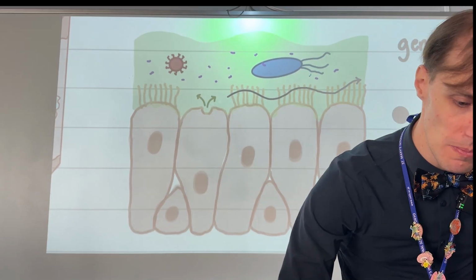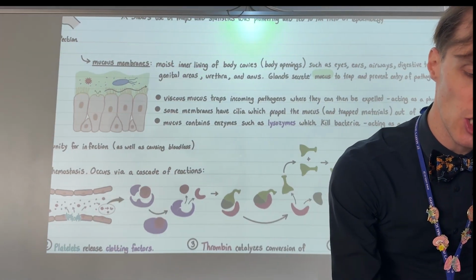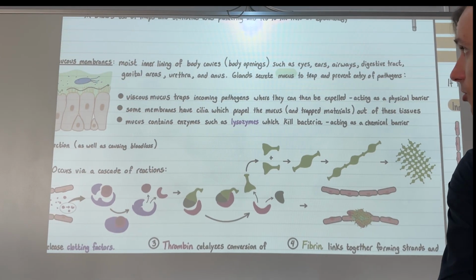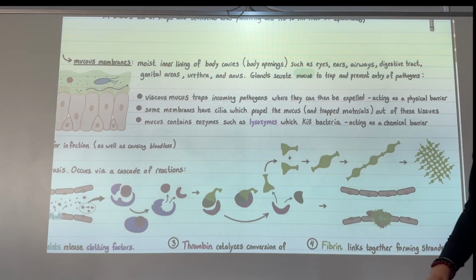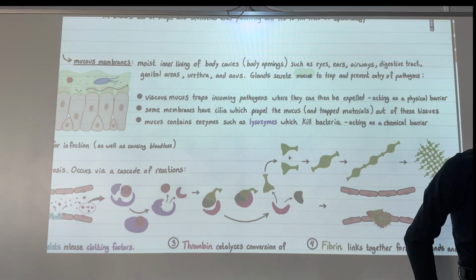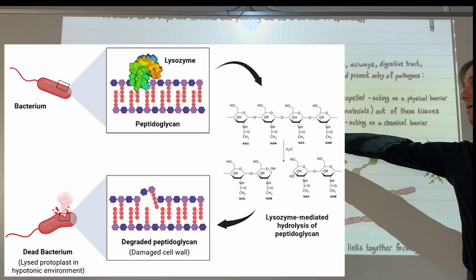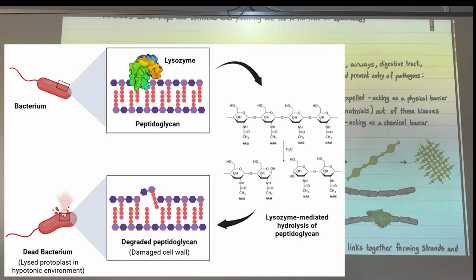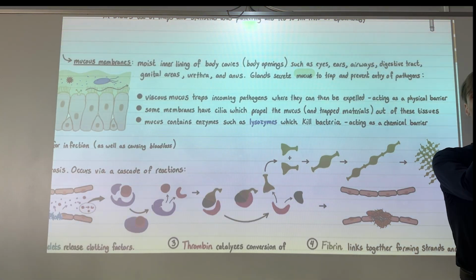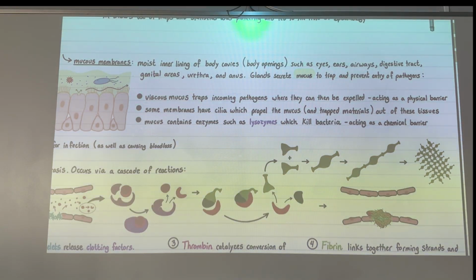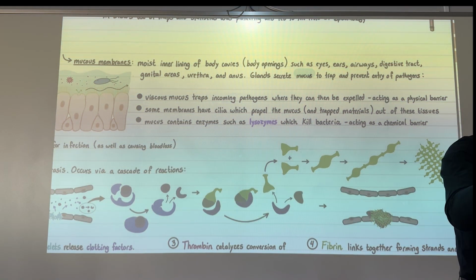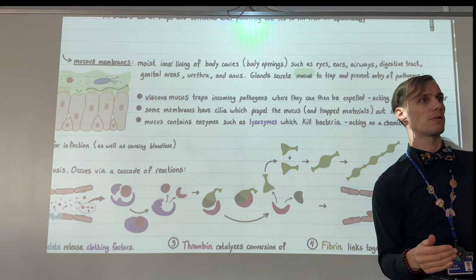Your mucus is not just a good trap, it also acts as a chemical deterrent because it contains enzymes. Specifically, it contains an enzyme called lysozyme, which can actually kill bacteria. So not only can bacteria be trapped in the mucus and physically escorted out, they could be killed in that mucus before even infecting in the first place.